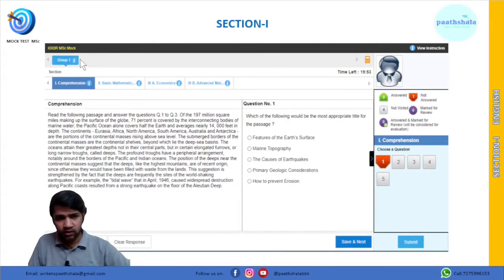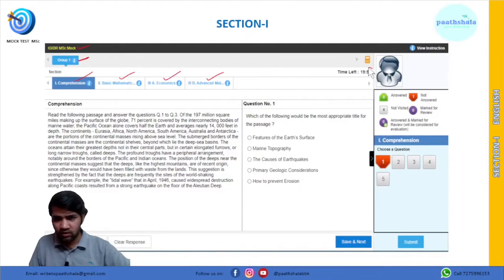So here on the top you have IGIDR MSc mock, then it is group 1. When you click on this, you will get all the stats: how many questions you have attempted, not attempted, marked for review and all. Everything will be available when you click on this. Now, the first section is comprehension, next is basic maths, this one is economics, and this one is advanced. You can move to any section at any time.